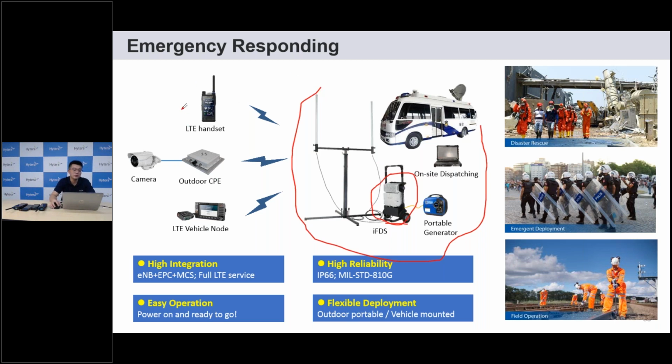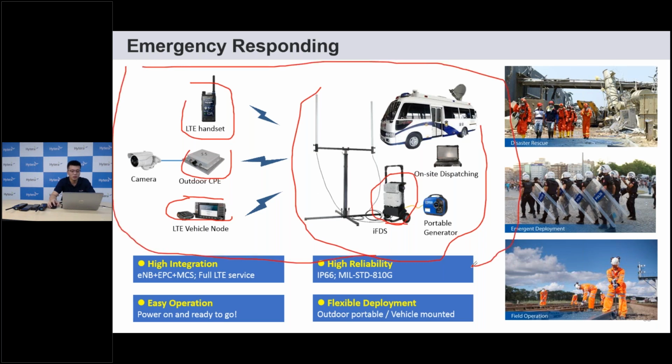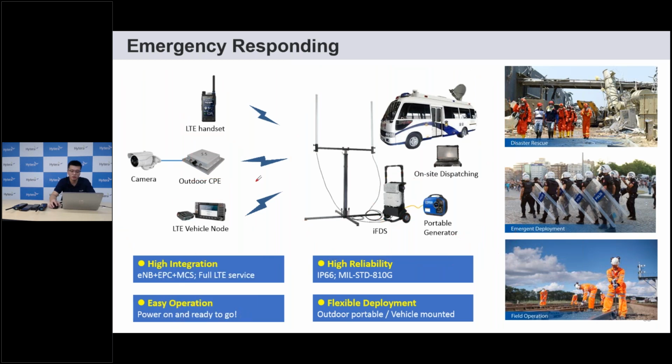Cooperating with different types of terminals, the CPE, or even mobile terminals which are installed on vehicles, this whole diagram is composed of the content of the Hytera fast deployment or emergency communication based on the technology of LTE. This solution could be widely used for scenarios like disaster rescue, emergency deployment, or field operation, because in all these three scenarios that I mentioned, they have something in common.